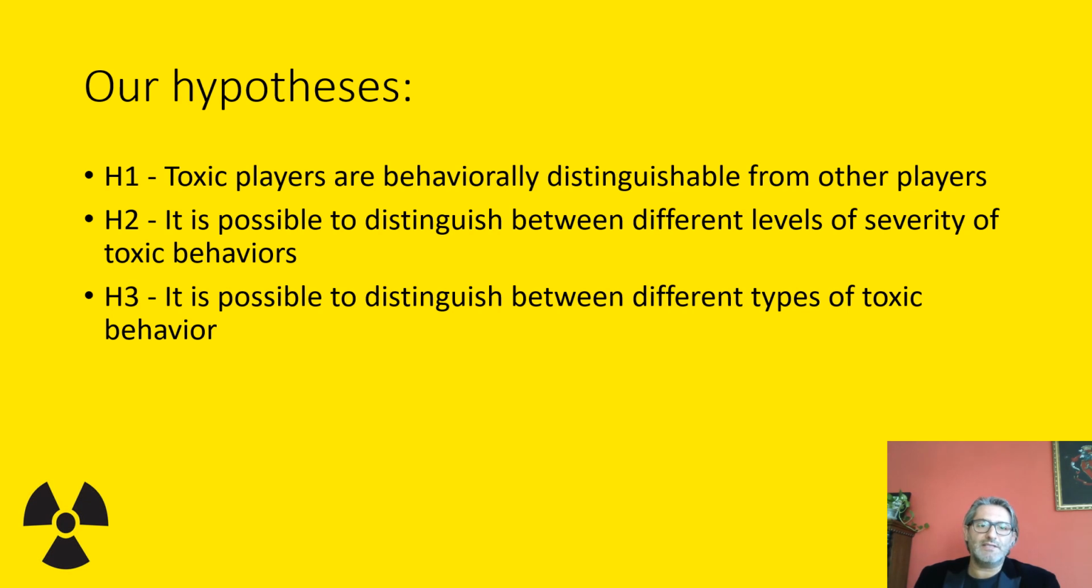The second hypothesis is that it's possible to distinguish between different levels of severity of toxicity. And the third hypothesis is that we can actually distinguish between different types of toxic behavior.